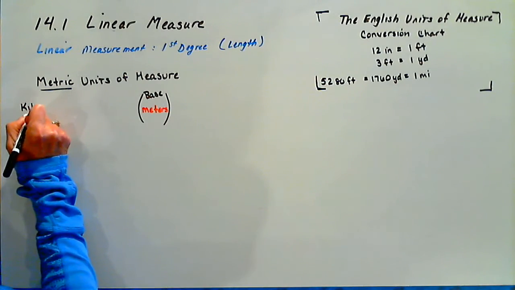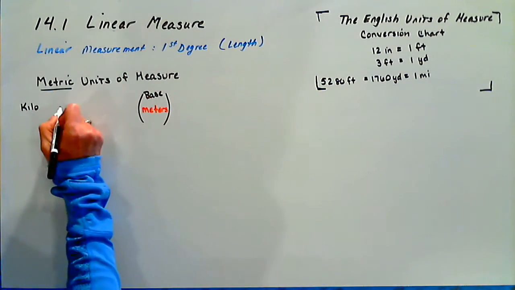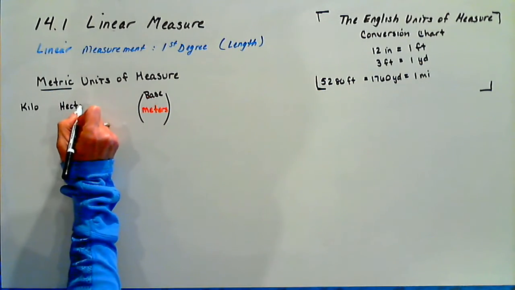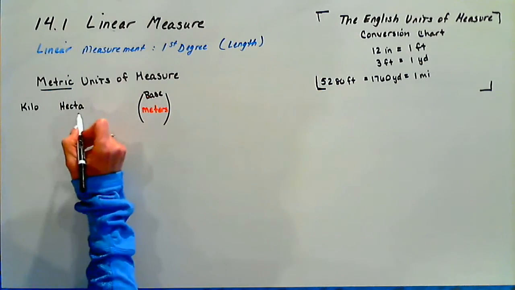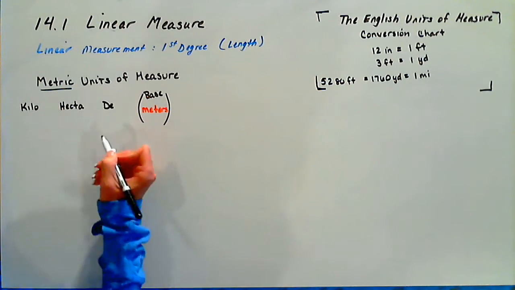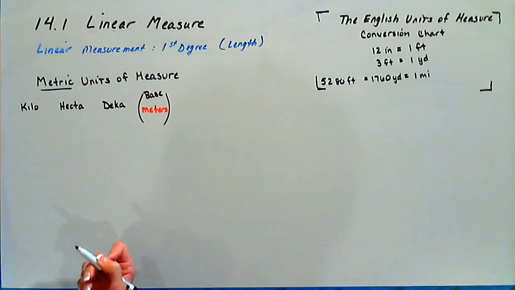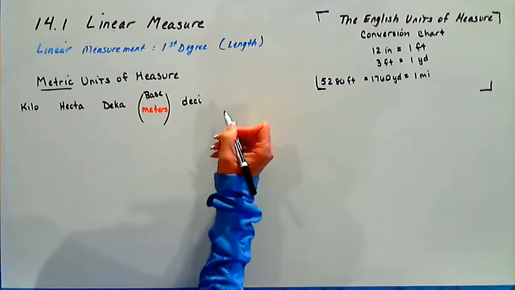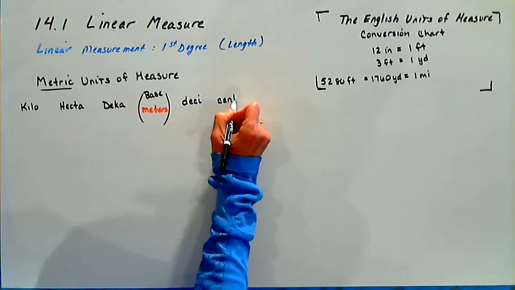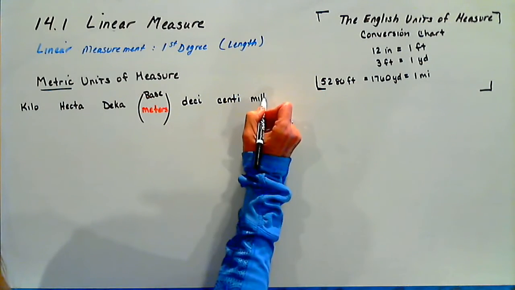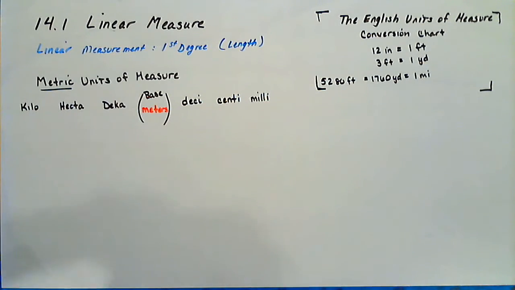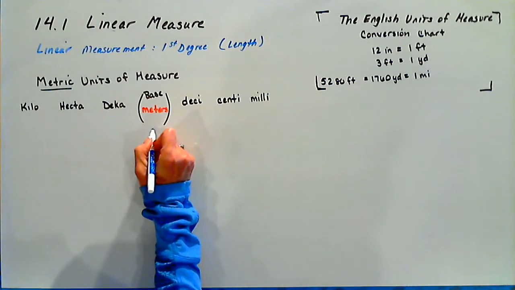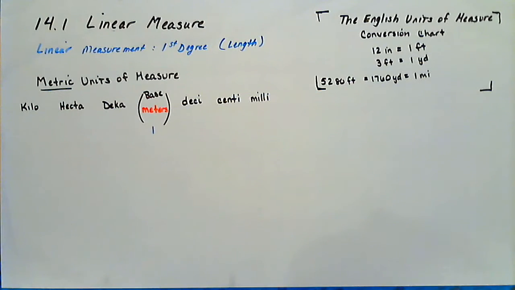The largest prefix is kilo, so we would have kilometer. Then we have hecta, hectometer. Then we have deca. Sometimes you see it with a C, oftentimes you see it with a K, decameter. Our smaller units, so I use lowercase when I do it, deci for decimeter, centi for centimeter, and our prefix milli for millimeter. And this is what's really lovely about using the metric system: I'm talking about 1 unit of measure, 1 meter, okay?